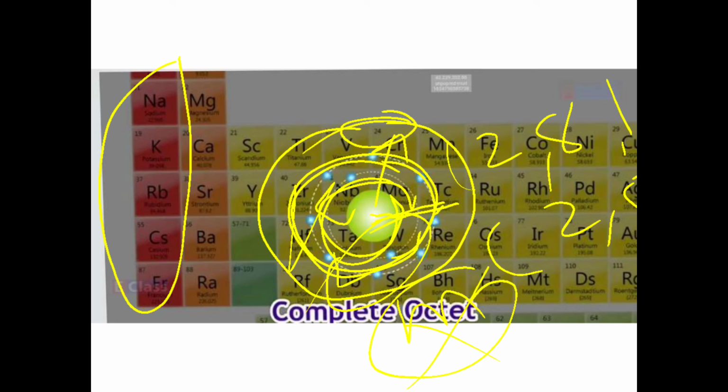So due to this, the tendency of the atom to lose electrons increases further. So you can say that the metallic character also increases. Correct. So what is the periodic trend which is observed? The metallic character of an element increases while you are going down in a group.